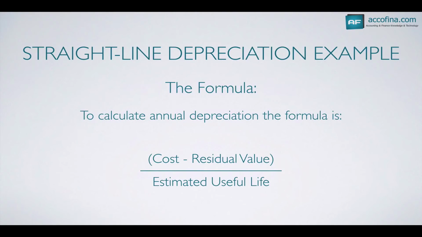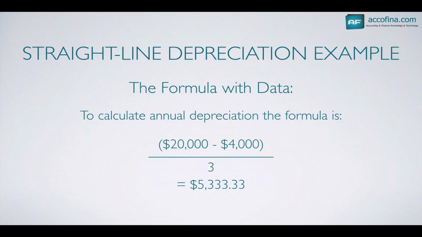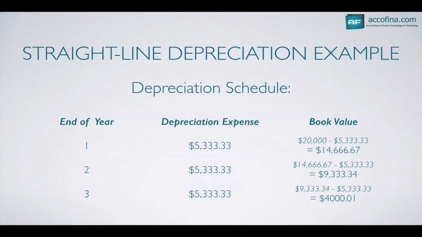Now let's work out how much depreciation we use in the straight line method. Here's the formula. Annual depreciation is cost minus residual value, and that's all divided by the estimated useful life. So cost minus residual value on top, divided by estimated useful life. And let's plug in the numbers. Here we have $20,000 cost minus $4,000 residual value, divided by 3 years as the estimated useful life. And that calculates for an annual depreciation expense of $5,333.33.